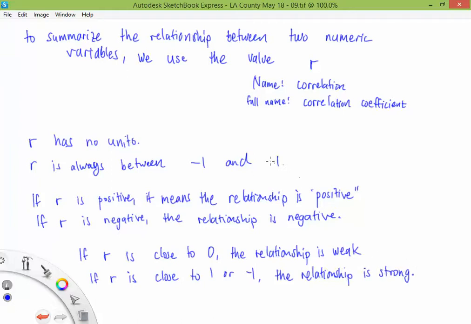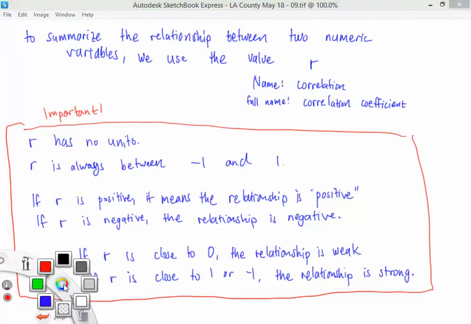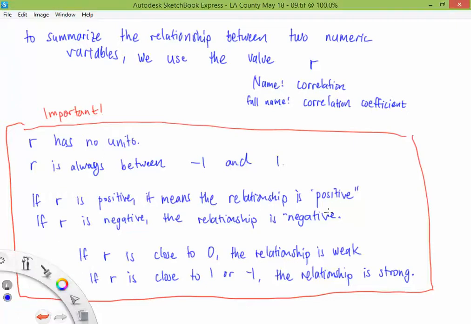This section, all of these notes, are very, very important. You must know and understand this about R. You need to really learn or memorize everything in this red box, and we're going to go through examples today to emphasize all of these aspects about R.